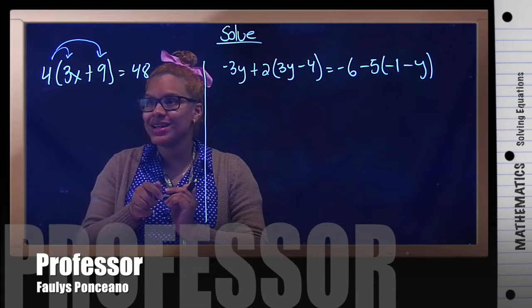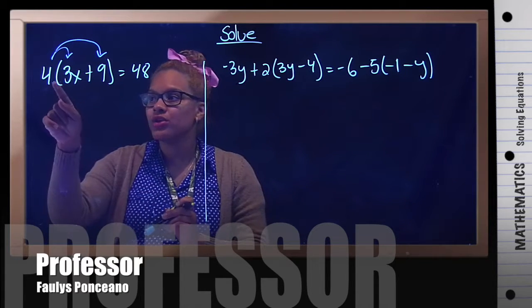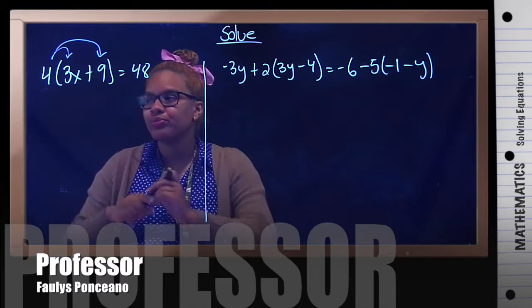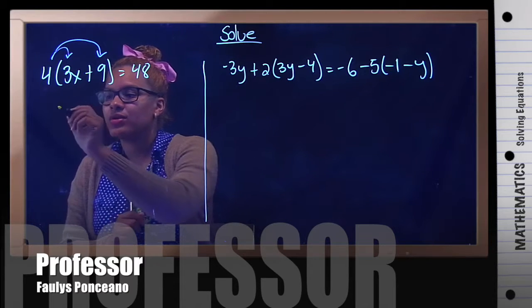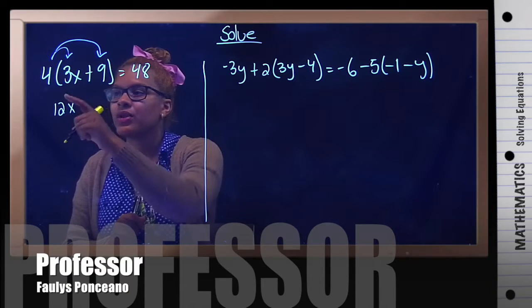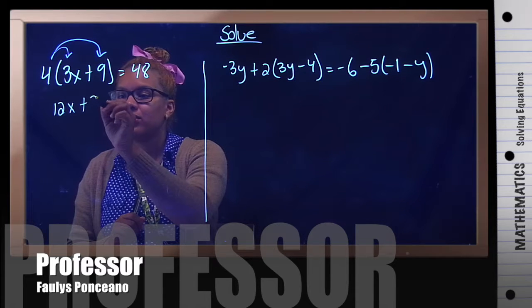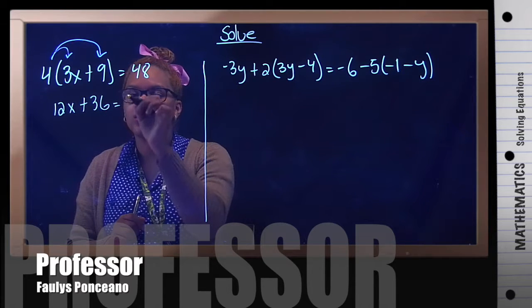Inside the parentheses, I don't want you to go and do 4 times 48. No. So 4 times 3x will give you 12x. 4 times 9 will give you 36. Equals the 48.